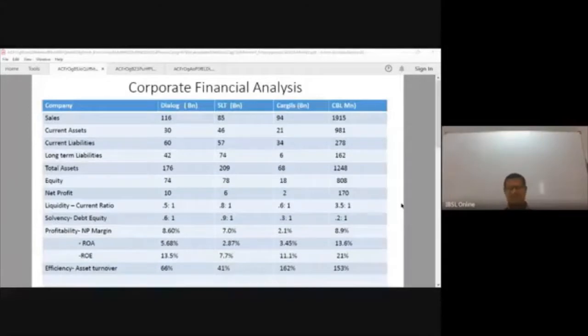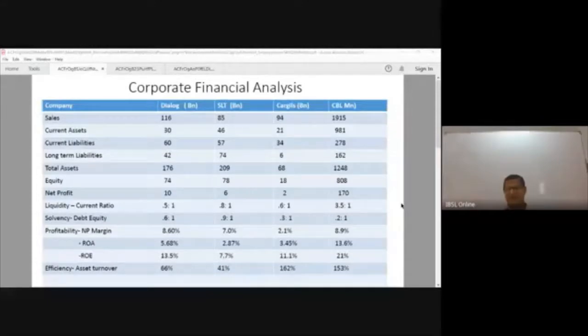So their investors will remain here with Dialog for a longer period, and they don't have a risk of losing investments. Anytime when they want to have a rights issue or additional share issue, they will hammer for this particular share, mainly because it gives a better return. Compared to that, SLT will give 7.7, Cargills will give 11.1, and a company like CBL gives 21%, which is very much higher.